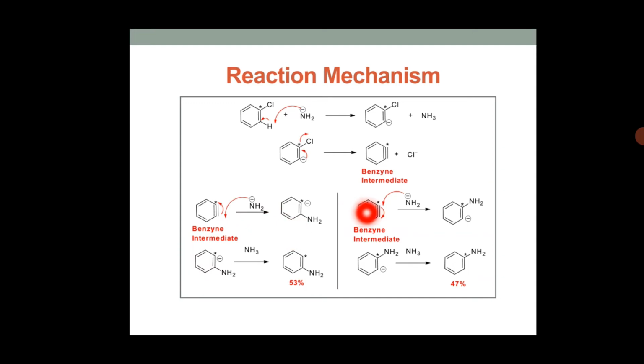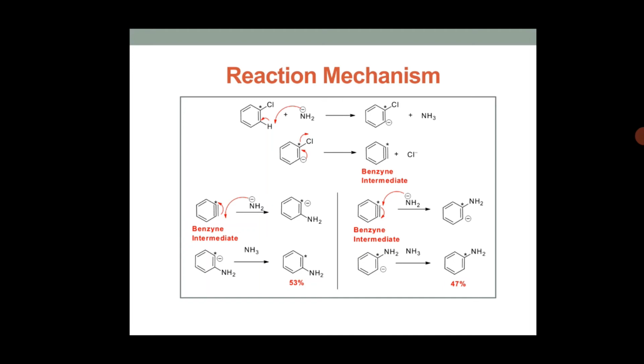But actually it is observed that we do not get a 50-50 amount of product. The Cine substitution product is obtained in 53%, whereas the regular substitution product is obtained in 47%. It is because of this that the benzyne intermediate mechanism is also called Cine substitution.